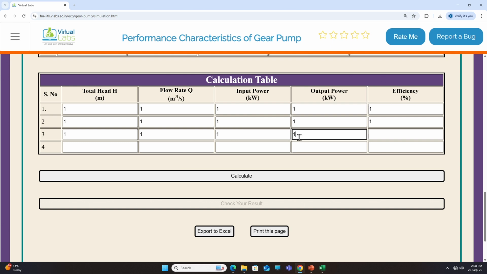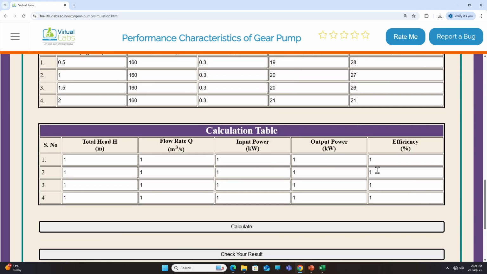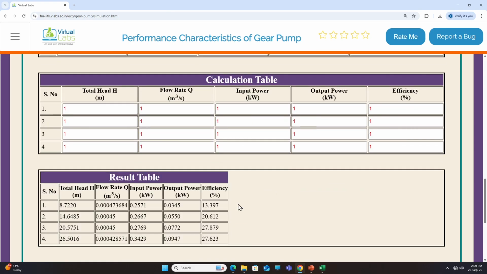So that at least some data is entered. And if suppose you have missed something in some formula, you are not able to calculate, then when the values are added, I will calculate it and it will calculate efficiency. Then we can see the result.